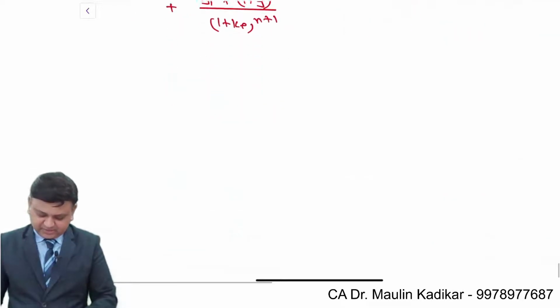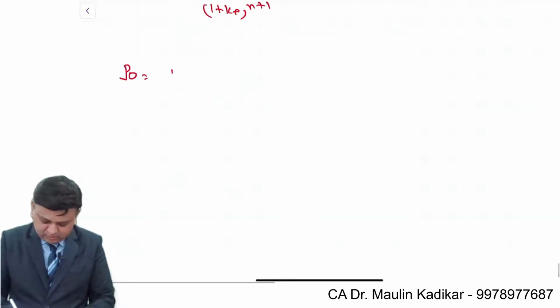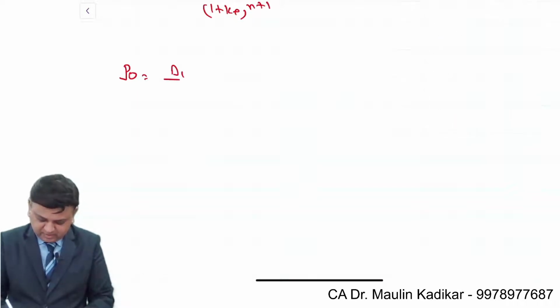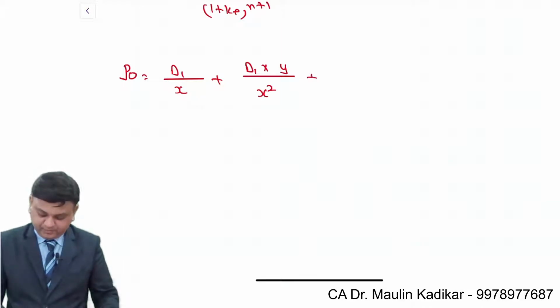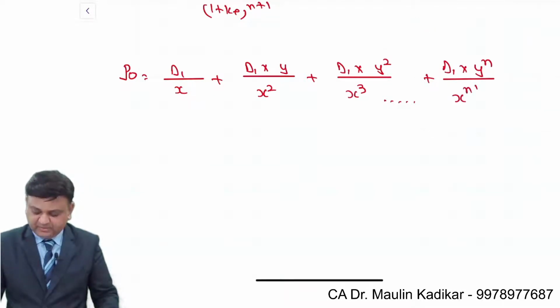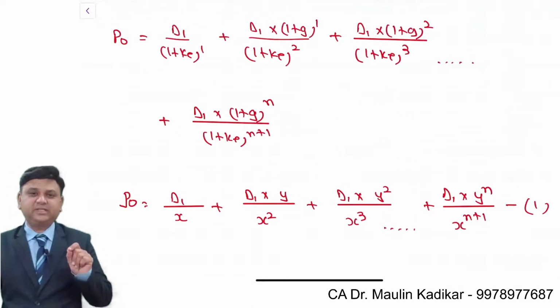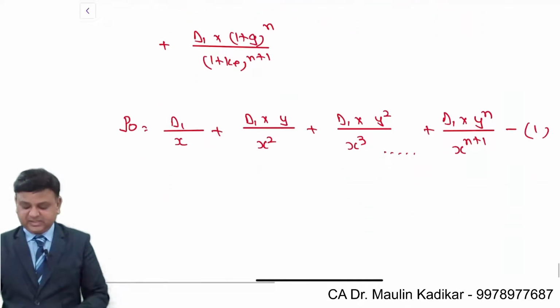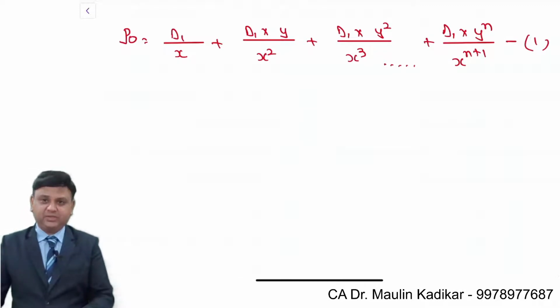Next. P0 is equal to D1 divided by X, plus D1 into Y upon X raised to 2, plus D1 into Y raised to 2 divided by X raised to 3, and so on, that is D1 into Y raised to n upon X raised to n plus 1. This is equation number 1. So simply what I have done, 1 plus g is assigned the variable Y and 1 plus K is assigned the variable X, for the purpose of deriving the equation.